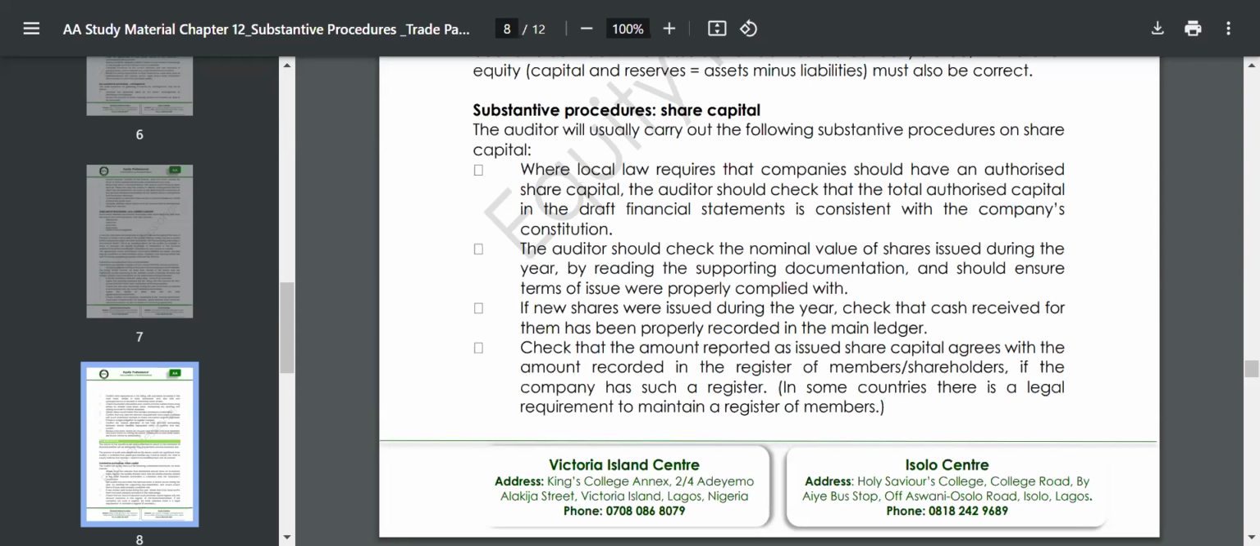Now, like I said, if there are new shares that were issued during the year, the auditor will also need to check that the cash received for them has been properly recorded in the main ledger.